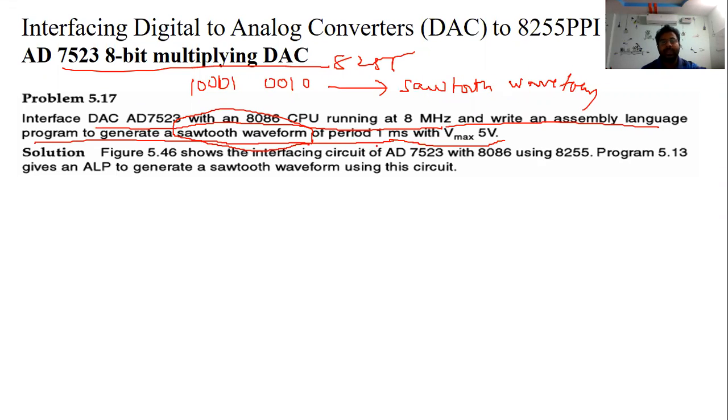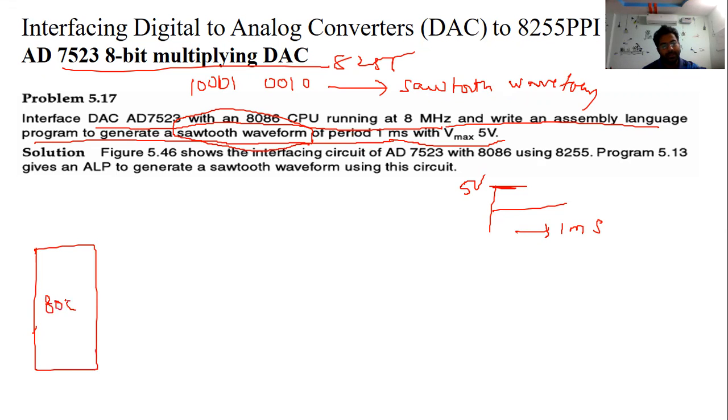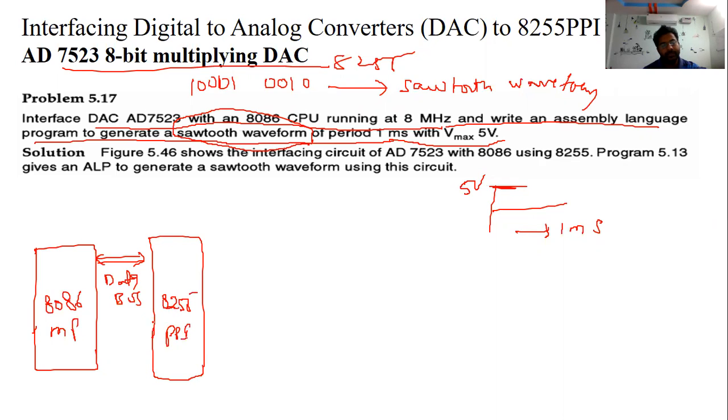Okay, for a period of 1 microsecond, the time period is 1 microsecond, and the voltage level is 5 volts. Now we can see how to interface this. Again, the interfacing structure is like this: the 8086 microprocessor, we have a data bus, then you have the 8255 PPI, and this 8255 PPI has the output port.